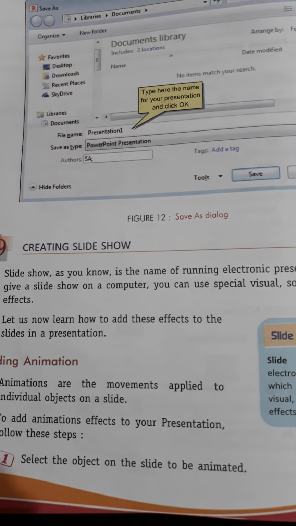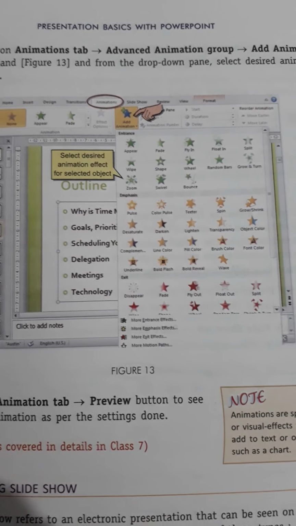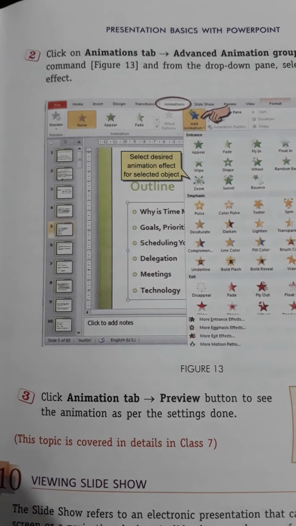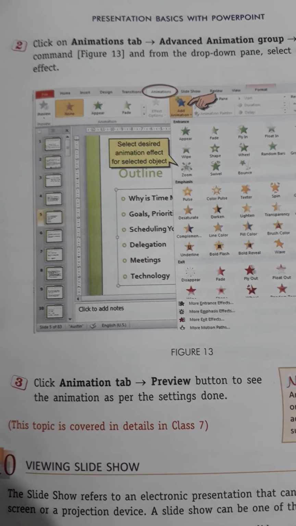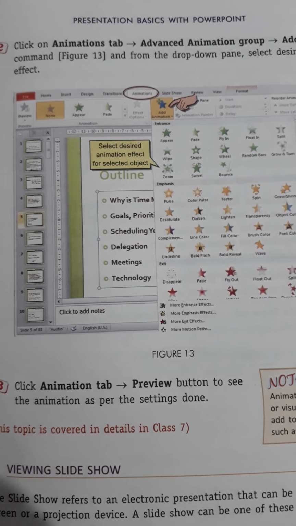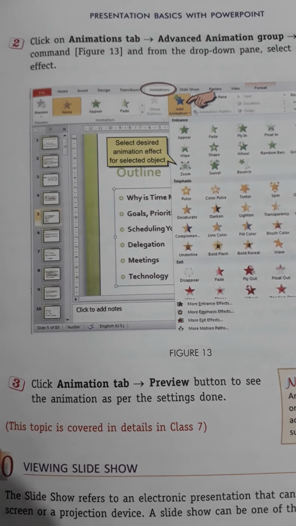Select the object on the slide to be animated. Click on Animation tab, Advanced Animation Group, Add Animation command, and from the drop down pane, select the desired animation effect. Now click Animation tab and Preview button to see the animation as per the settings done by you.